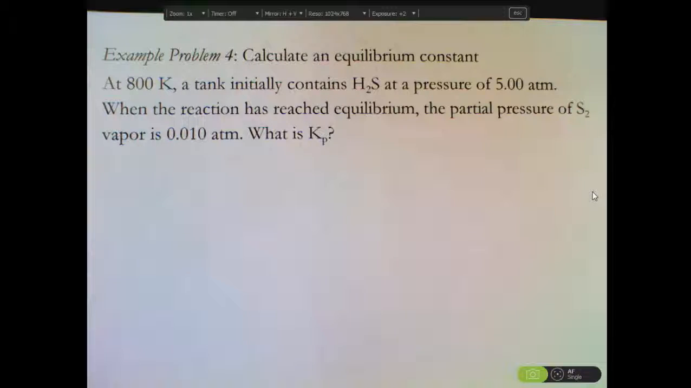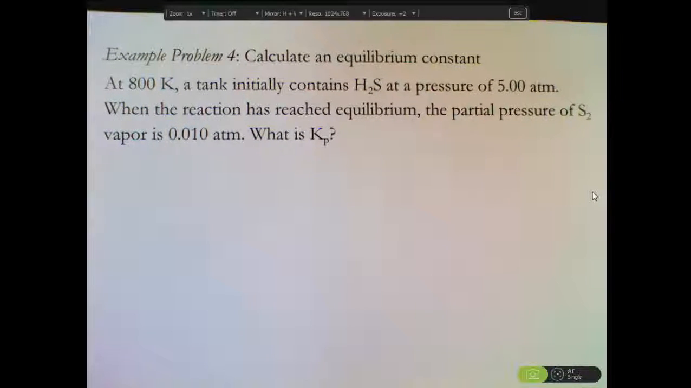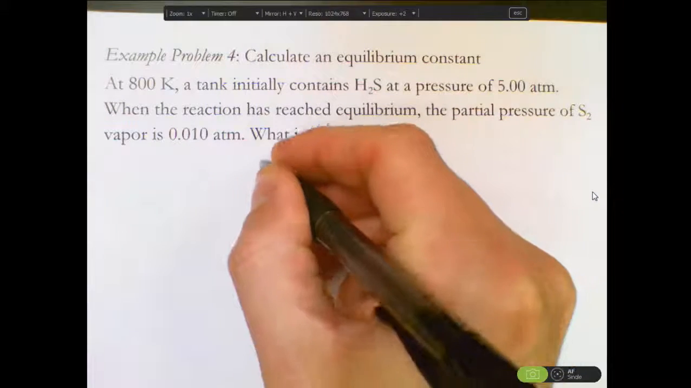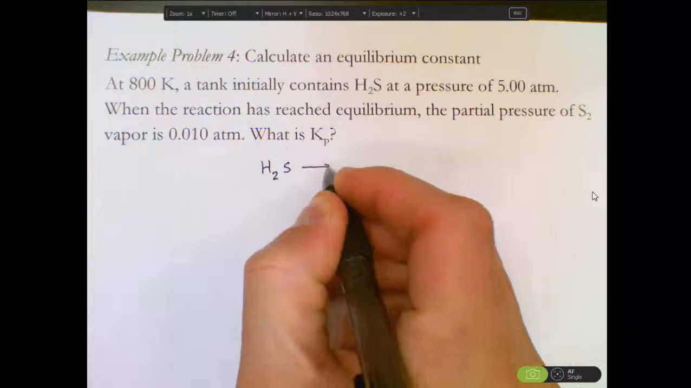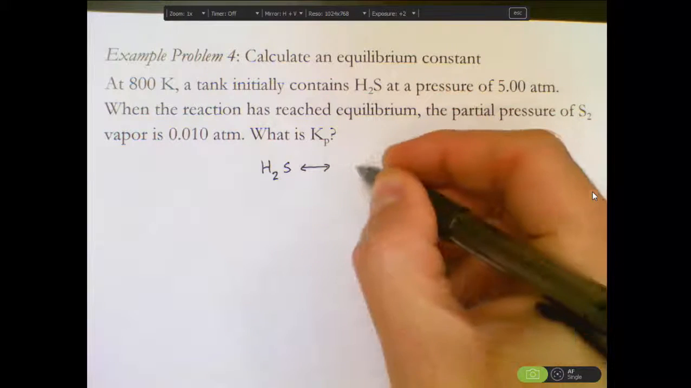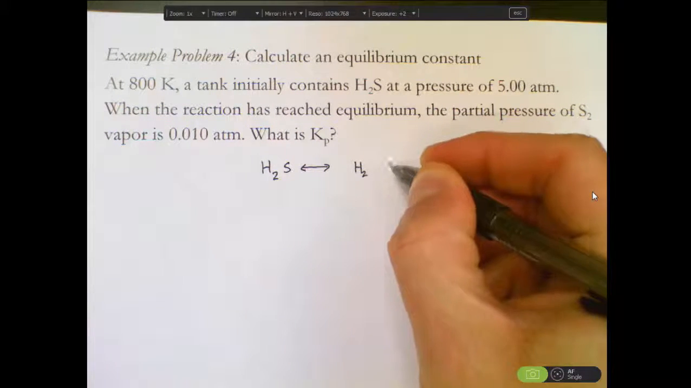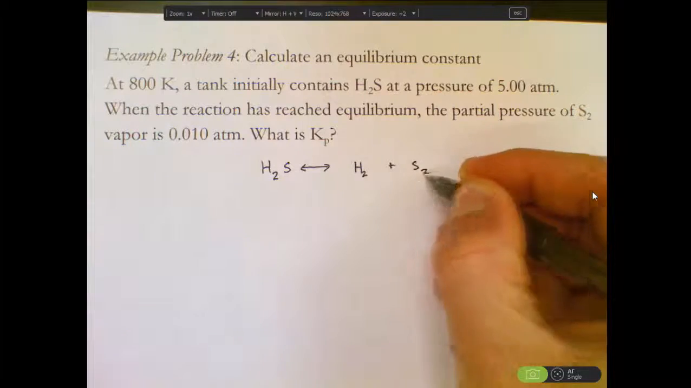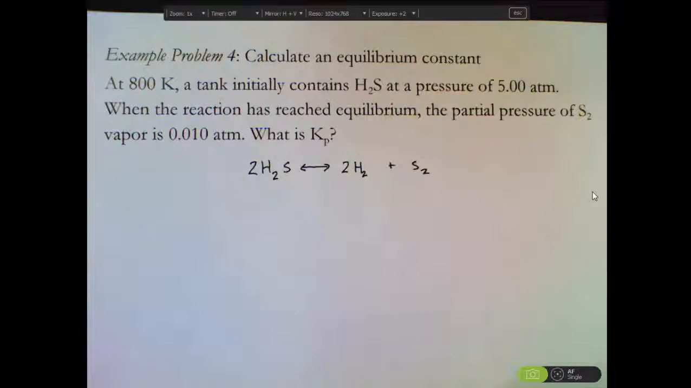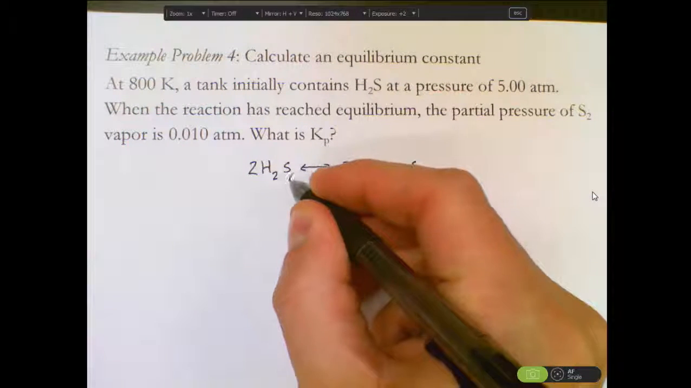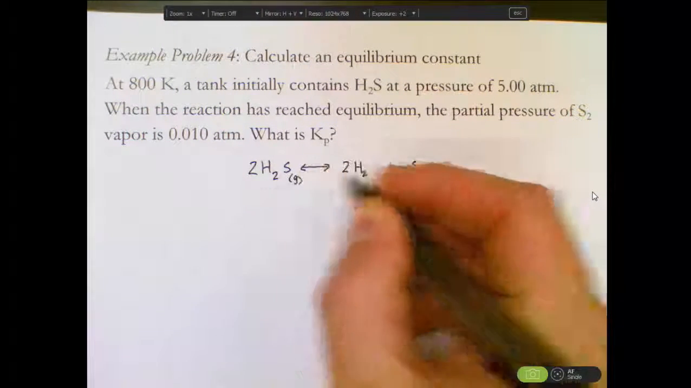I'm going to show you how to calculate an equilibrium constant. To do any equilibrium problem, you need to have a balanced chemical equation. Here it's saying that we have H2S, which is going to equilibrate into hydrogen and sulfur. To balance that, we need a 2 in these places, and then all of these substances will be gases.